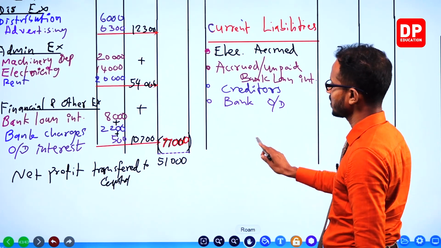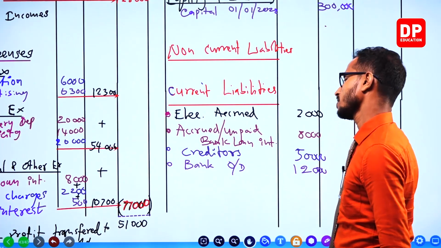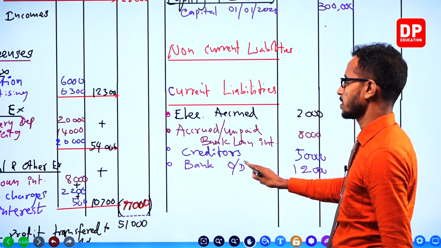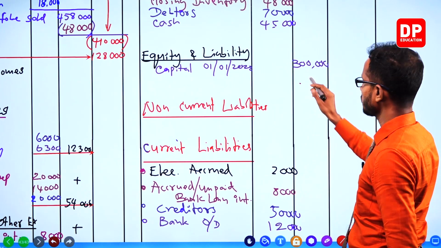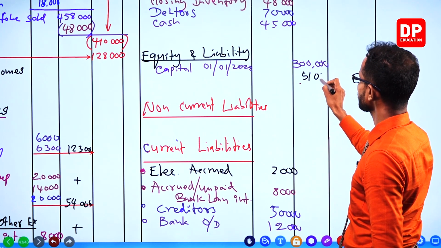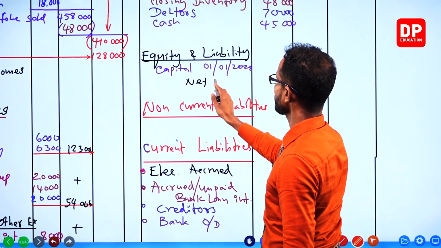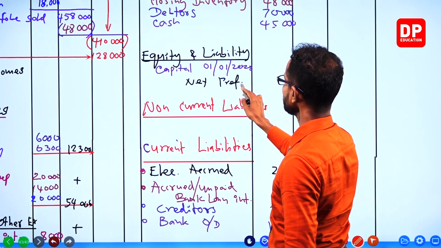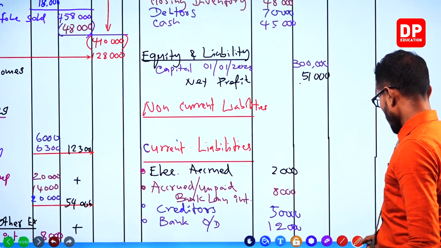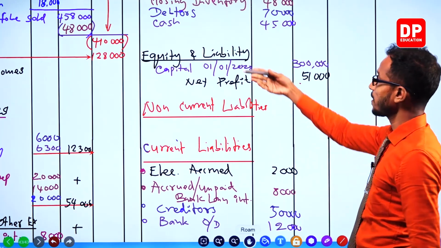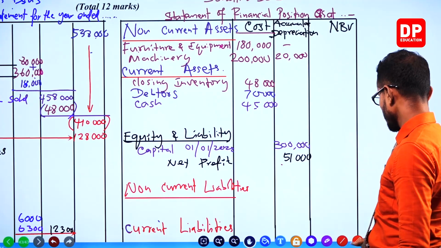All right. Where is capital? It's here. 51,000. Net profit. 51,000. And don't start the capital section to calculate capital section. Start from the top. Asset section. Okay.